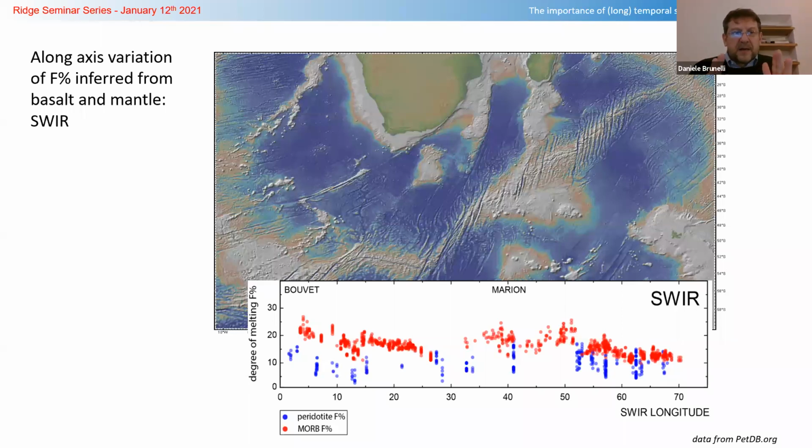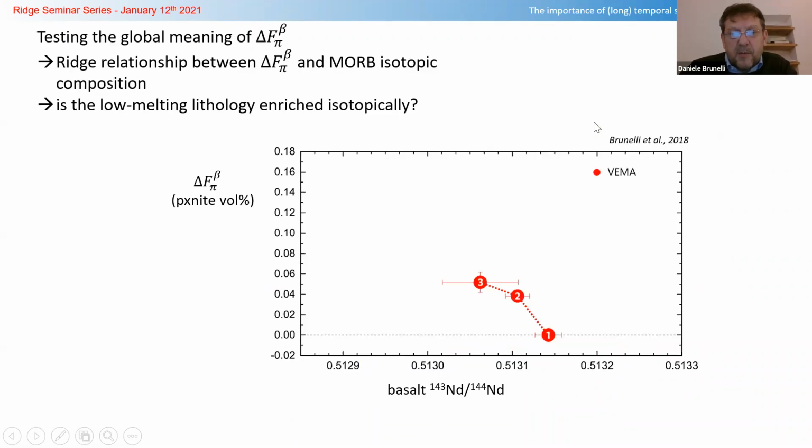So what we can do is try to compare the thermal effect, so the difference between the degrees of melting, with the enrichment of the basalts. Because if the enrichment of the basalt correlates with the difference in the estimated degree of melting, it means that there is a low solidus, enriched component that has been transferred by this mechanism to the basalts, and that what we have seen at the Vema fracture zone is exactly the same process that we observe worldwide, and hence a global process.